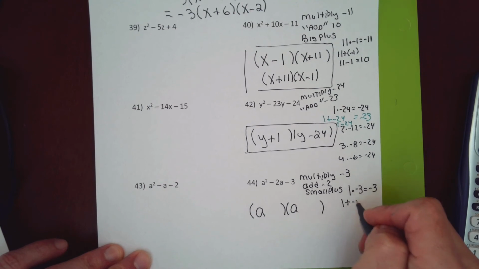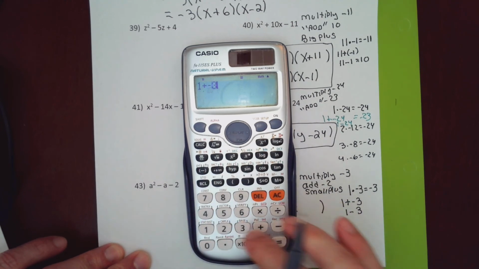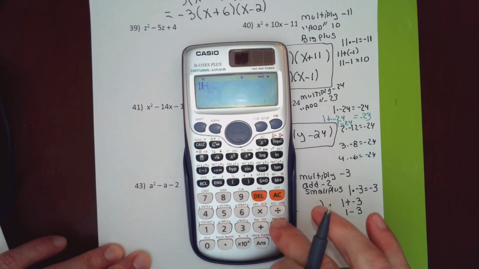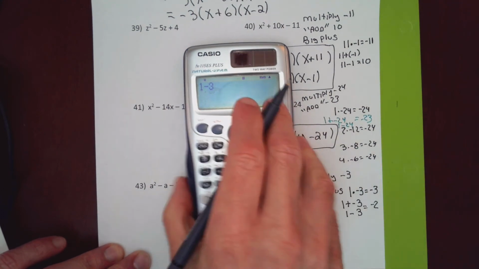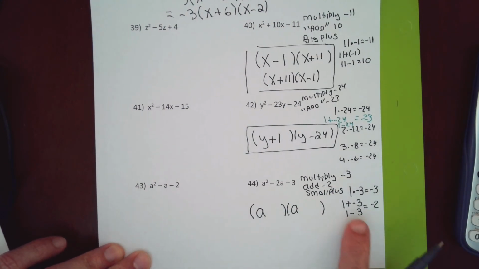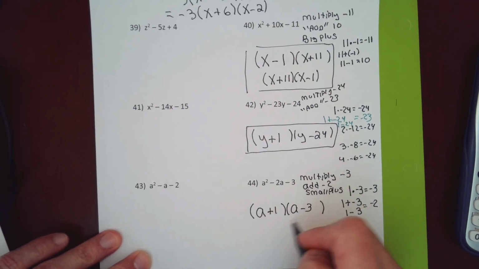And if I add 1 and negative 3, which is the same as doing 1 minus 3, 1 plus negative 3 and 1 minus 3 are the same. They're both equal to negative 2. Because that gives me the magical middle number, I know the numbers that go in my parentheses are plus 1 and minus 3.